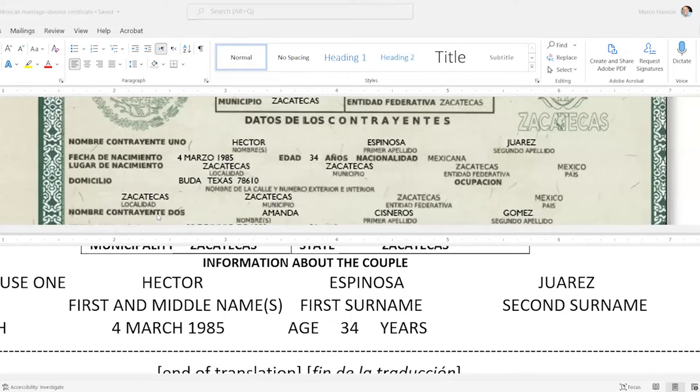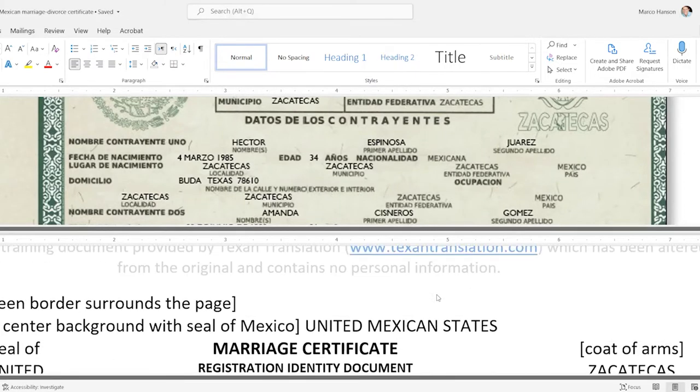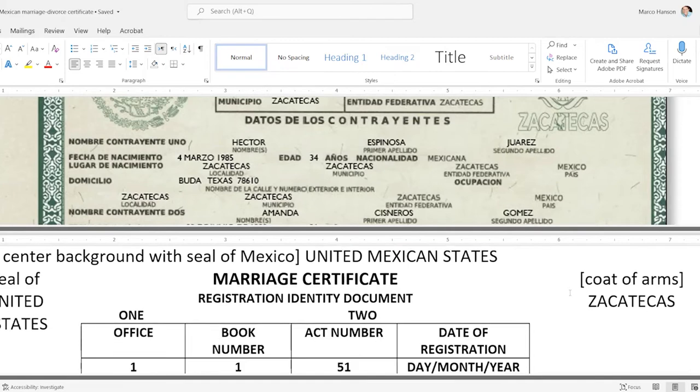State, federal, okay, I'm just checking. They're just agreeing with us. I think we're okay. Record or entry number. Good. Yeah. Do you mention the decorative border around the certificate? Yes. Decorative green border surrounds the page.